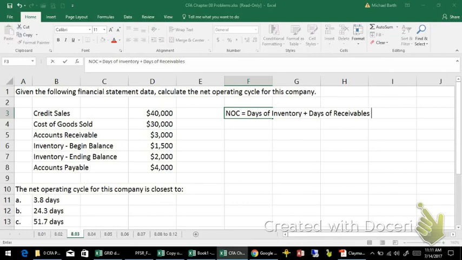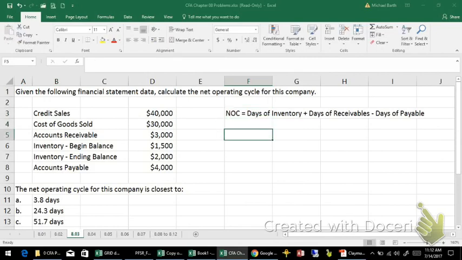If you're selling stuff on credit, you take an IOU as opposed to cash, and then the days of receivables measures how many days it takes until you ultimately get paid. And since when we buy inventory, we typically buy it on credit, you subtract the amount of time it takes you to pay your suppliers. So that's days of accounts payable.